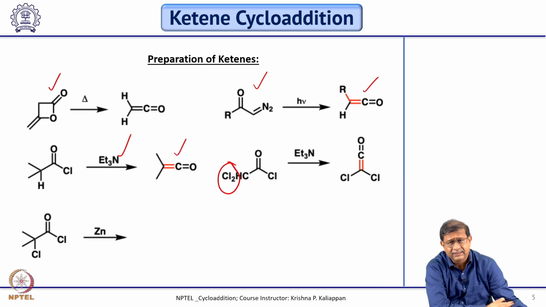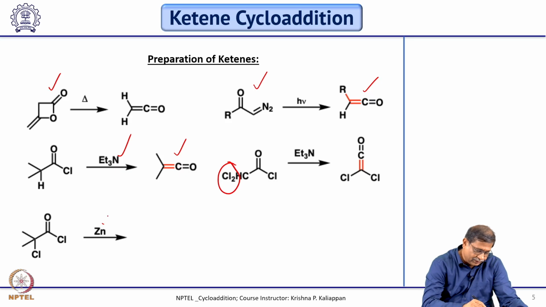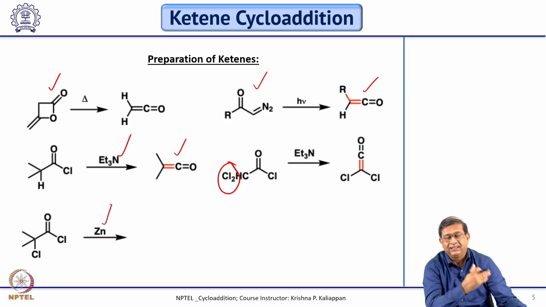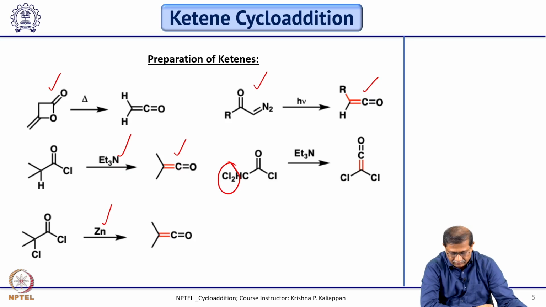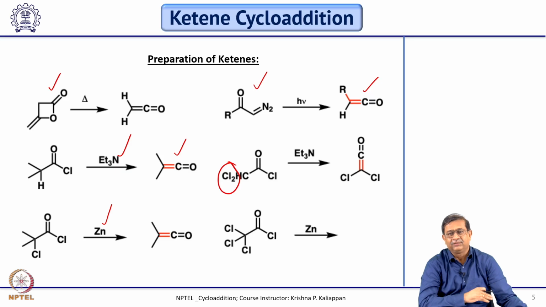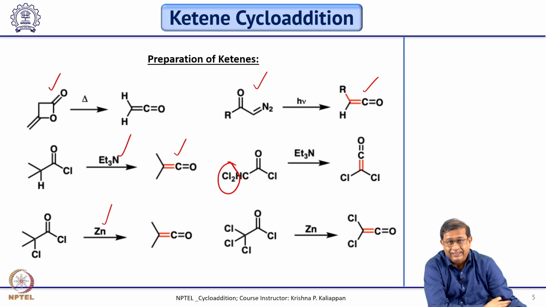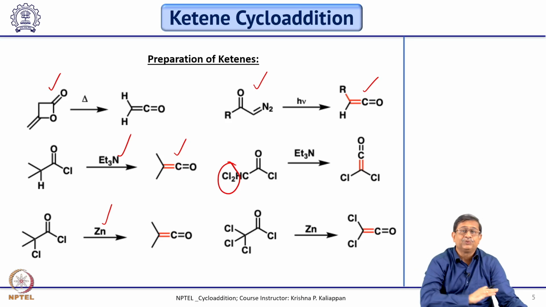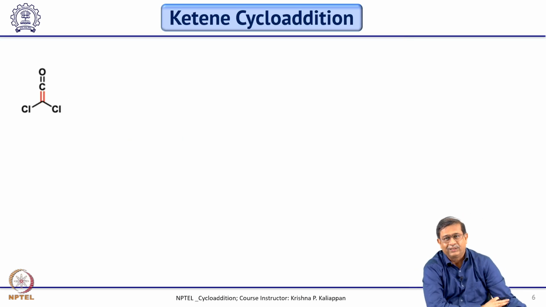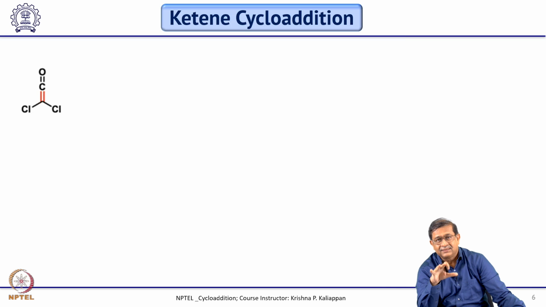Another method is if you have alpha chloroacetyl chloride, then you can use metals like zinc. That will facilitate the elimination of zinc chloride to give the ketene. One can also do that with trichloroacetyl chloride. That will also give the corresponding dichloroketene on treatment with zinc. So these are the ketenes one can easily use in thermal 2+2 cycloaddition reactions. In all these cases, these ketenes are generated in situ and reacted with the other alkene.